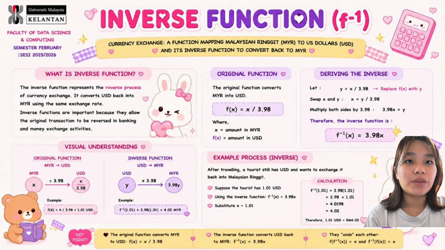To find the inverse, we replace f of x with y, then swap x and y and solve for y. The inverse function becomes f inverse of x equals 3.98x. For example, if a tourist has 1.01 USD and wants to convert it back to MYR, it's 1.01 times 3.98, so we get 4.02 MYR.